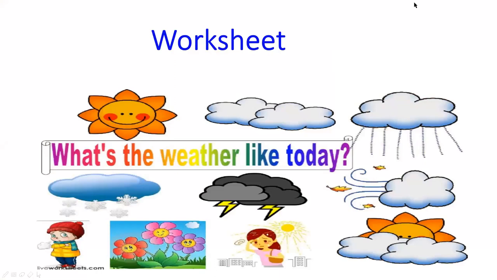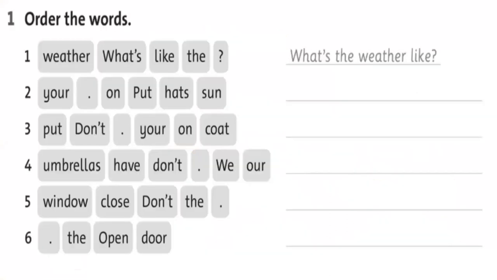It's time for you to work on your own. I want you to finish the worksheet, okay? Exercise number one, order the words. These words are in the wrong order, so I want you to put them in the correct order to make a meaningful sentence. Number one is an example. The correct order is, what's the weather like? Okay, you do number two, number three, number four, number five, and number six. Very good.